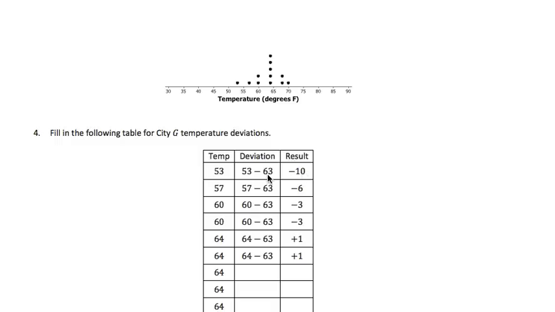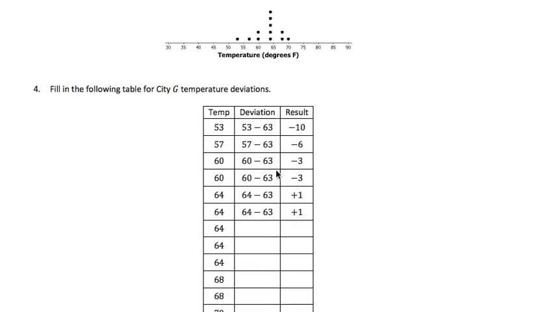So 53 minus 63 is negative 10. 57, that's the next data point, minus 63 is negative 6. 60 minus 63 is negative 3. We had another 60, 2 points on that. So 60 minus 63 is negative 3. Then we have 1, 2, 3, 4, 5 points that are at 64. 64 minus 63. And again, we'll finish that up.